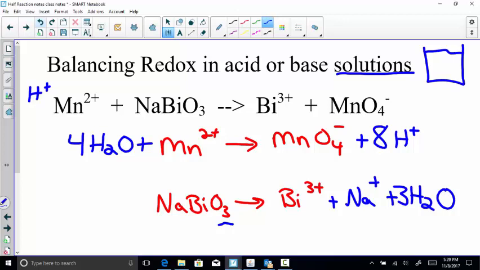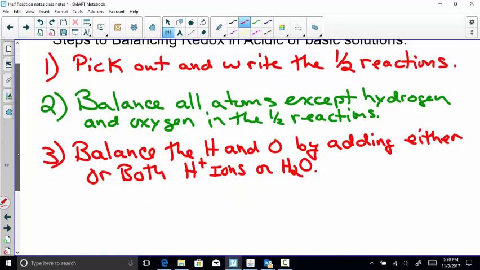And again, now we've messed up the number of hydrogens. So now I have 6 hydrogens over on this side. I need to get 6 hydrogens on the left, so I need to add hydrogen ions over here, and I need 6 of them. Okay? And now if you look at that equation, everything is balanced there. So we go to step 4.